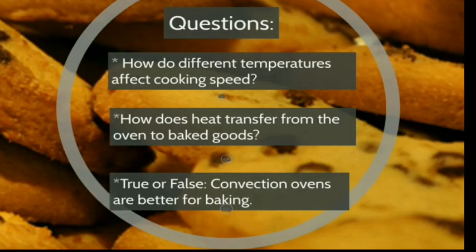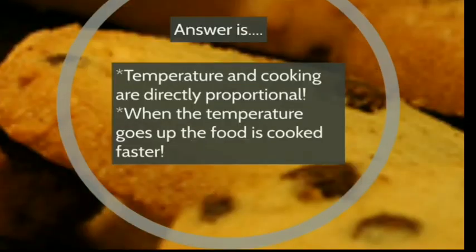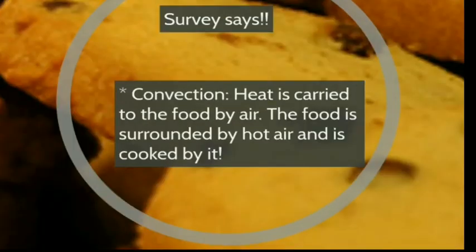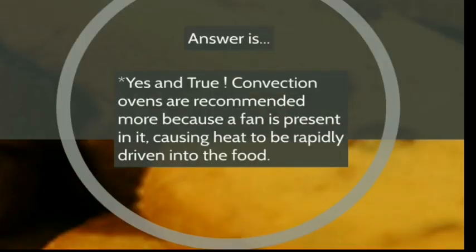Next, the question: how does heat transfer from the oven to baked goods? Answer: convection. By means of the convection process, heat is carried to the food by air. The food is surrounded by hot air and is cooked by it. As we saw earlier, convection is a very important process for cookie baking. Heat is transferred to the cookie dough by means of air. Hot air surrounds the cookie dough and is passed into it. In this way, the heat transfers to the cookie dough.